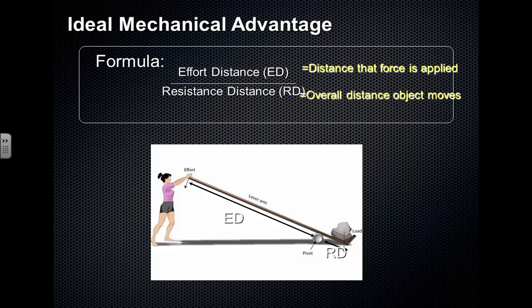How about her? When she uses this machine, what distance does she have to apply her effort for? Nicole? All the way down here. So she has to push a greater distance, even though the object only goes up a smaller distance. Okay, so that's going to give you a positive number.